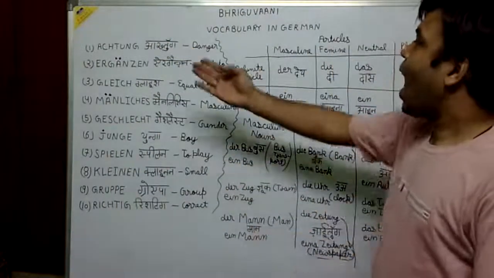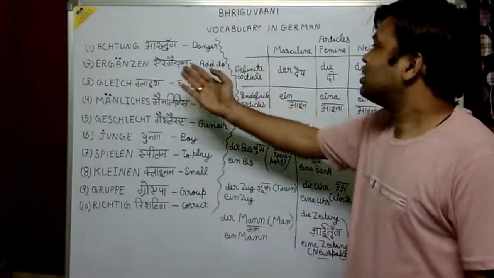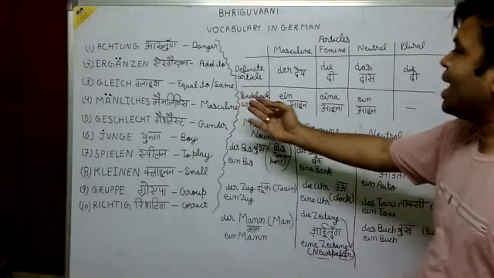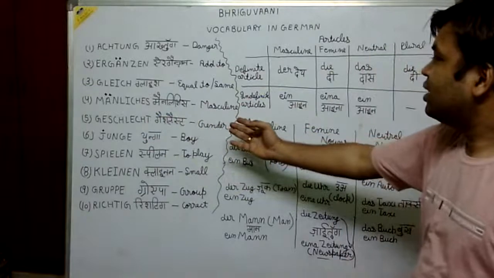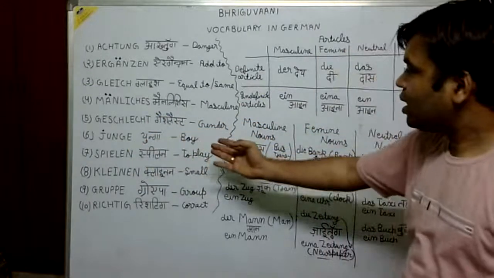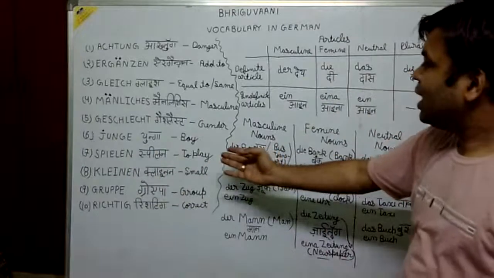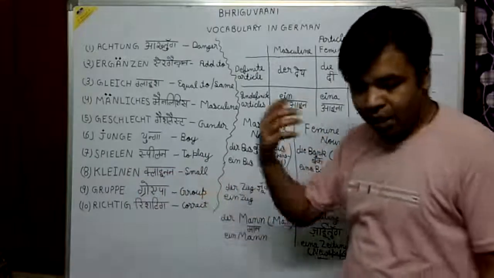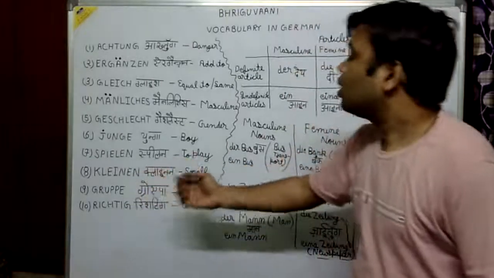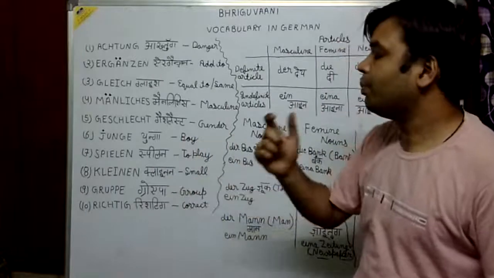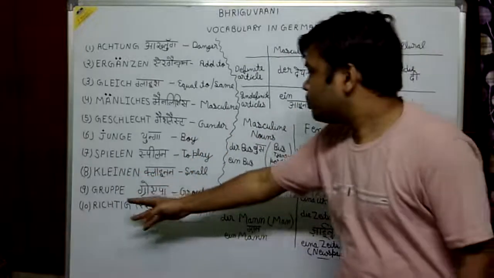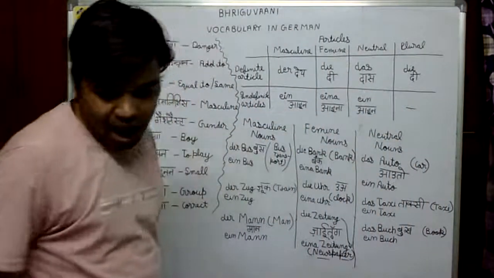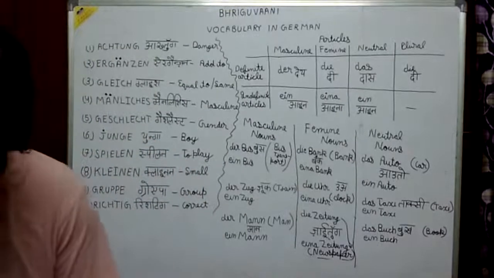And here we have learned 10 words. Let's again revise. Achtung, danger. Ergänzen, add to. Gleich, equal to. Männliches, masculine. Geschlecht, gender. Junge, boy. Spielen, to play. Kleinen, small. Gruppe. I am again pronouncing it wrong. Gruppe, small p. Gruppe, group. Richtig, correct.